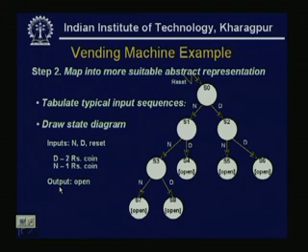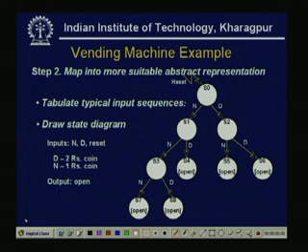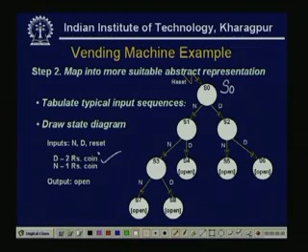Now, we try to draw the state diagram or the abstract representation. So, what will be the typical input sequences? I start with an initial state or the starting state S0. Now, I have considered two types of inputs, one is called N, one is D. For this particular example, D means 2 rupees coin and N means 1 rupees coin.